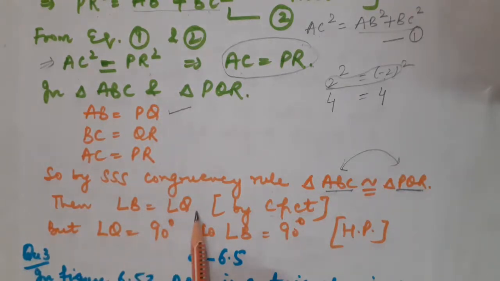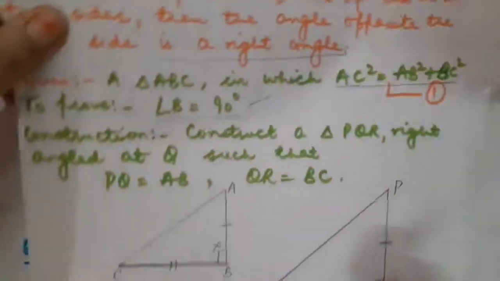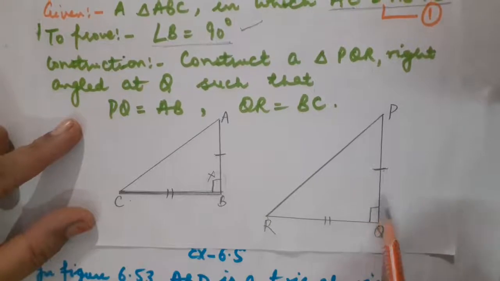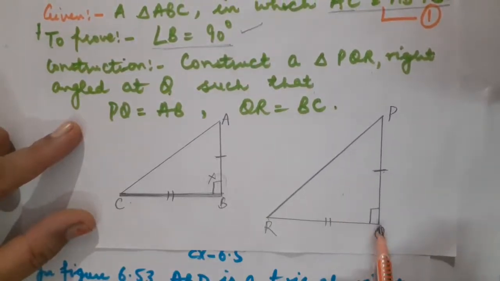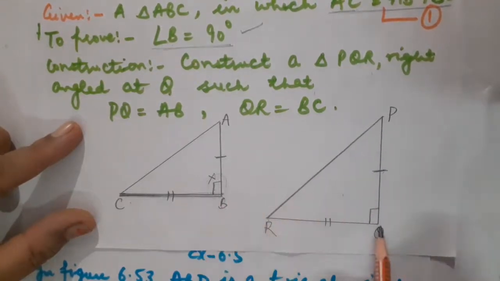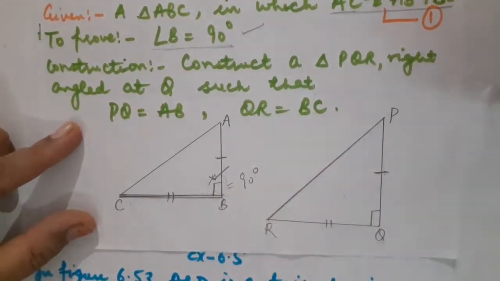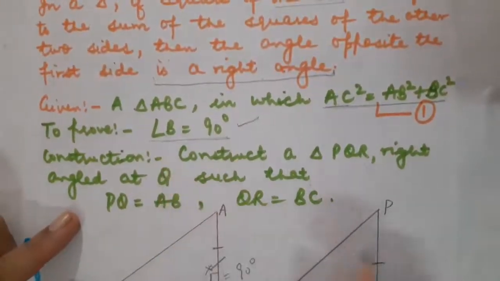But children, when I constructed a right angled triangle, just have a look on this sheet, that is triangle PQR. What was taken? It was a right angle triangle, right angle at Q. Now Q is equal to 90 degrees. And I have proved that angle B and angle Q both are equal. So it means I can say that angle B will also be equal to 90 degrees. The same thing we wanted to prove.